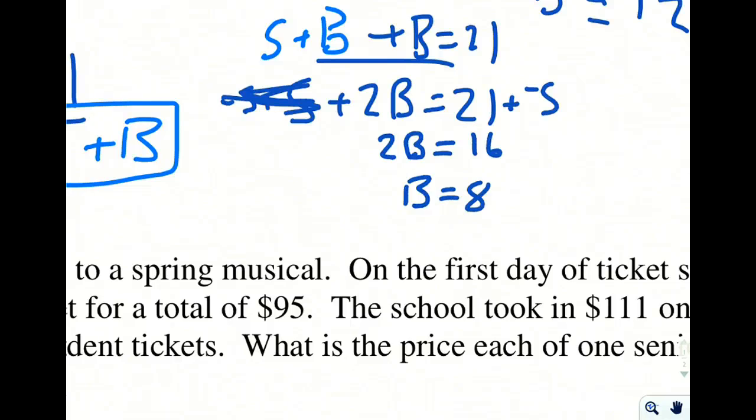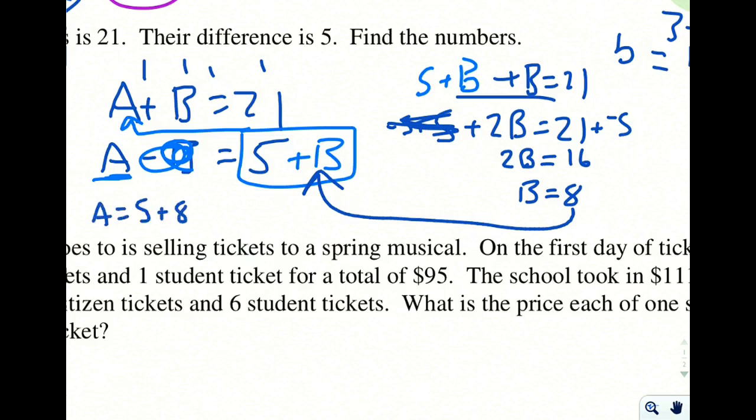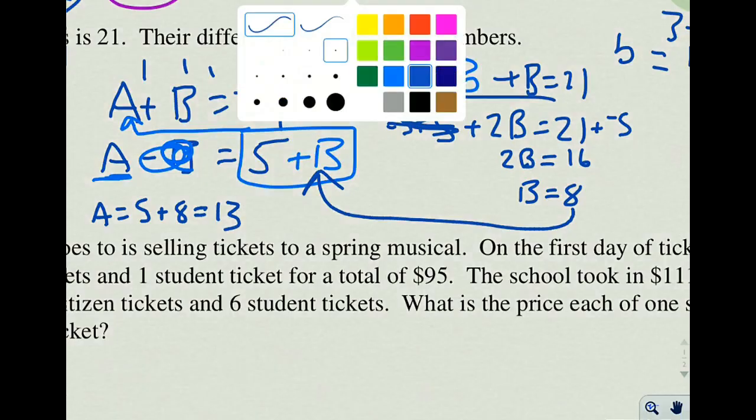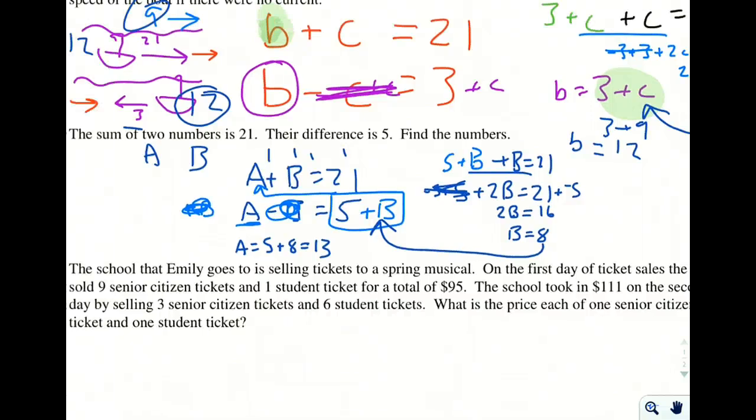So I found that one of my numbers is 8. To find out what my A is, my other number, I plug that 8 in for B. So I have A is equal to 5 plus B, A is equal to 5 plus 8, which is equal to 13. So my two numbers, to answer the original question, it says find the numbers. The two numbers are 8 and 13.